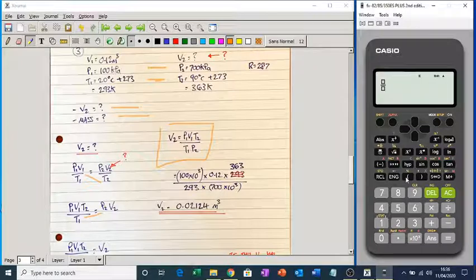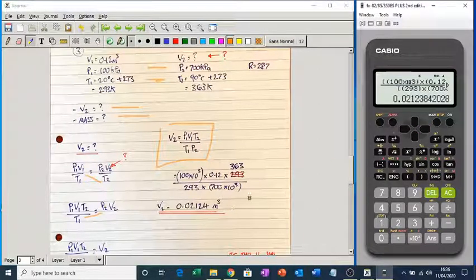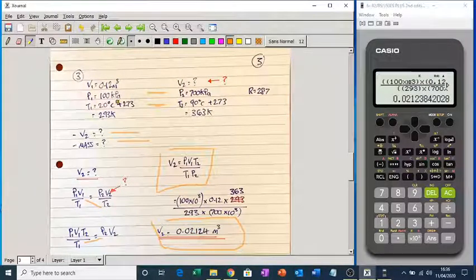In your calculator, 100 times by 0.12 times by 363, close that, divided by 293 times by 700, close that, overcome the brackets, hopefully 0.02124. So the volume has gone down. So we increase the pressure, increase the temperature, and the volume has come down to that.